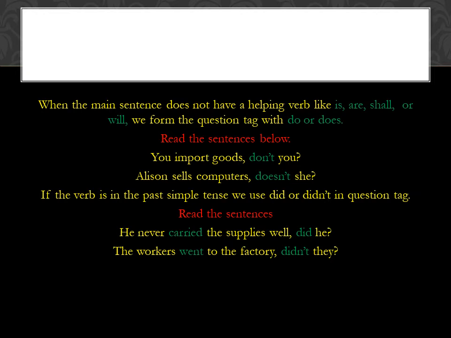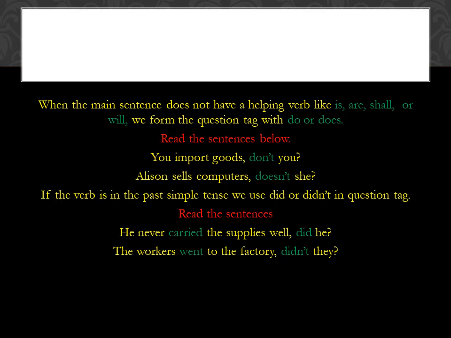Example in a sentence, you import goods, don't you? There's no helping verb in that sentence. So you form your question tag using do or does. You import goods, don't you? Alison sells computers, doesn't she?